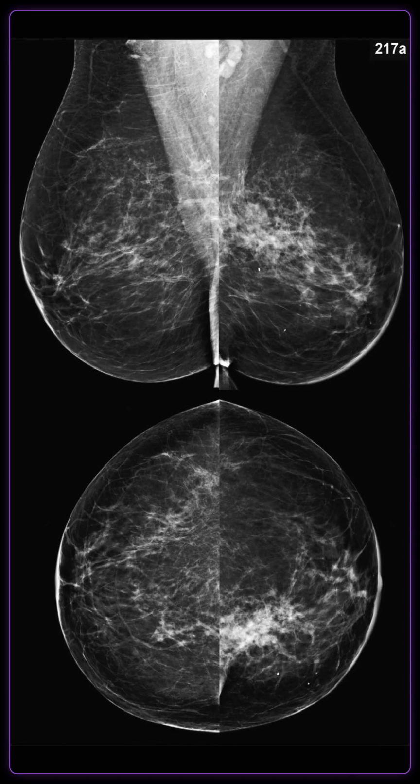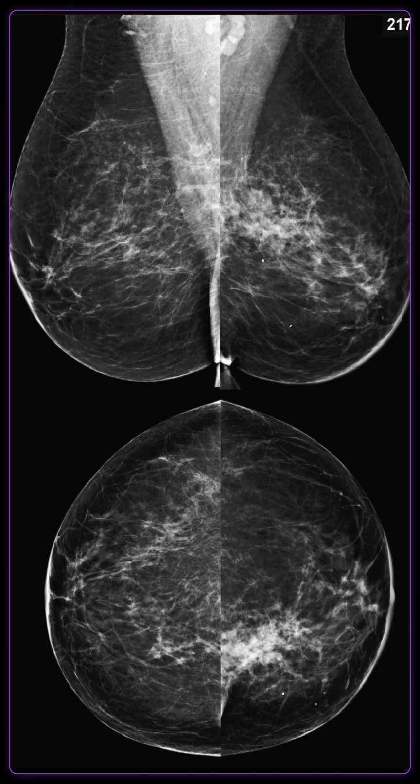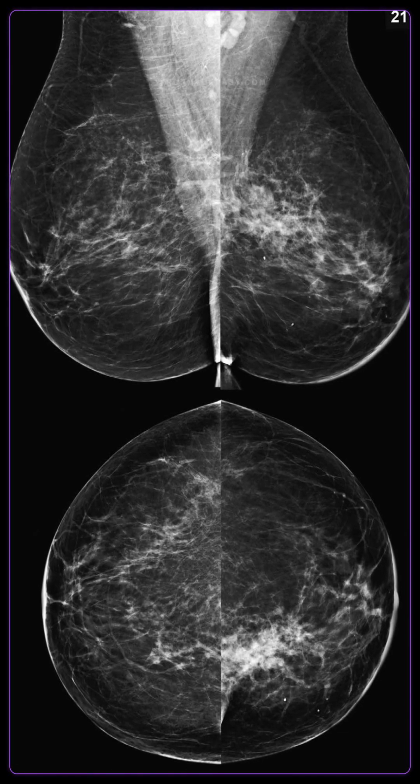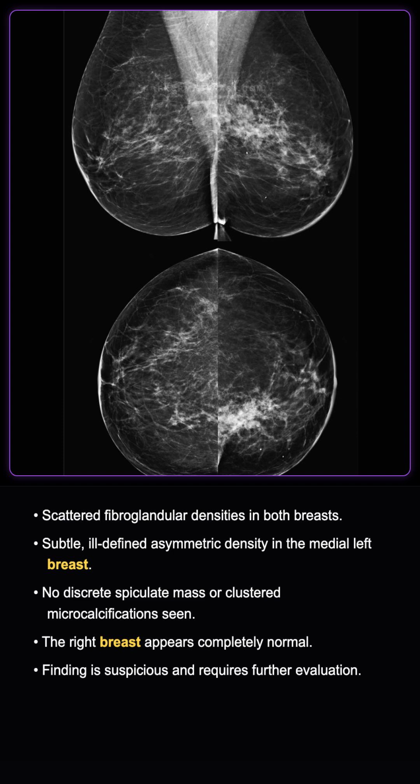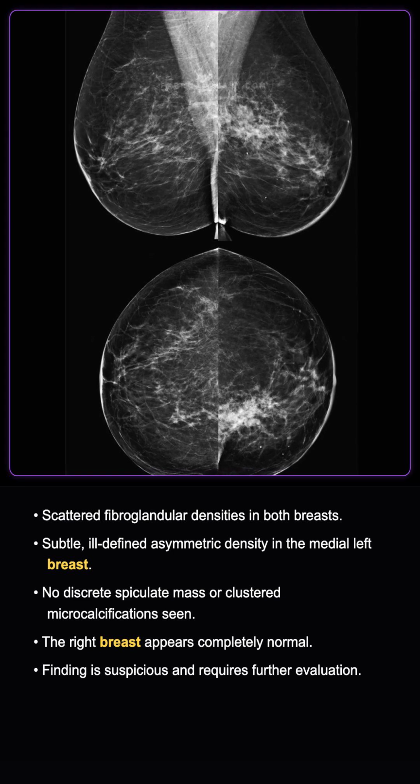A 44-year-old woman presents with fullness in the medial aspect of the left breast. I am showing you the screening mammograms. Describe the findings. Okay, looking at the images, the bilateral mammograms demonstrate scattered fibroglandular densities in both breasts.